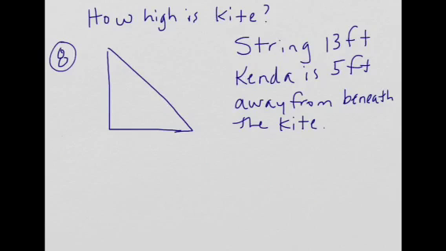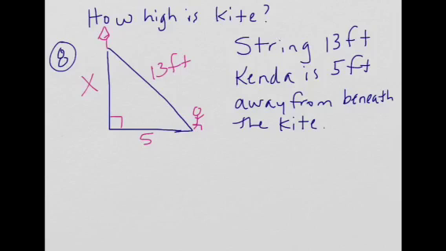How high is the kite? Well, here is the kite, and we know that the string is 13 feet, and we know that Kenda is standing 5 feet away from the kite. The kite is straight up in the air. That gives us a right triangle, and we need to find out how high up in the air the kite is.